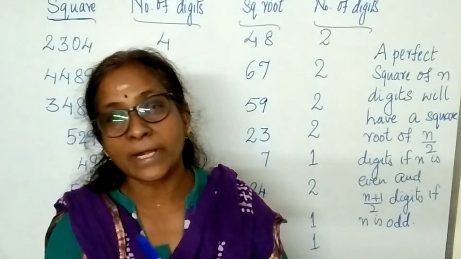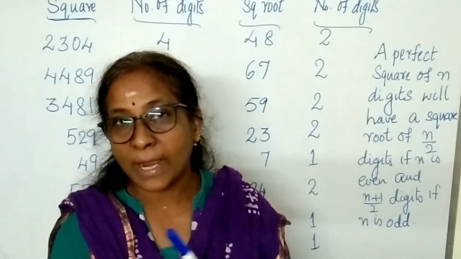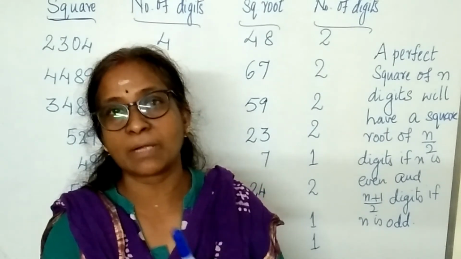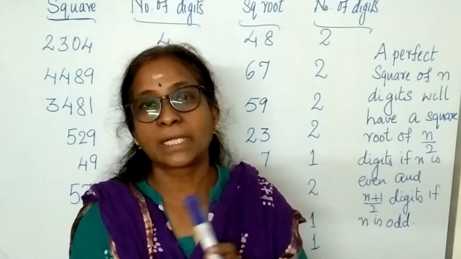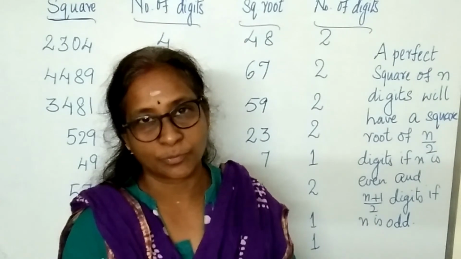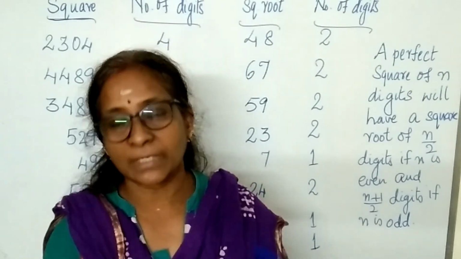But if it is an odd number of digits, you have to add 1. That means if 1 digit, 1 plus 1 upon 2. 3 digits, 3 plus 1 upon 2. 5 digits, 5 plus 1 upon 2.